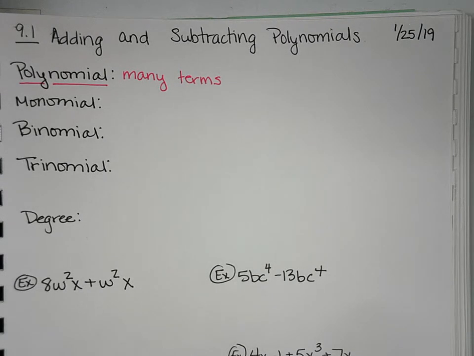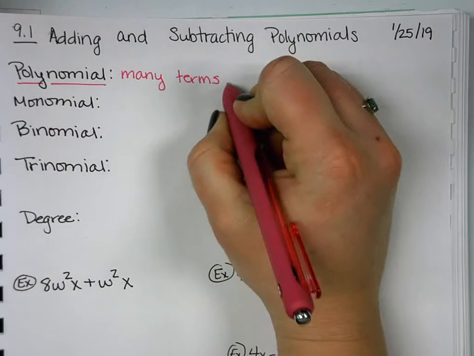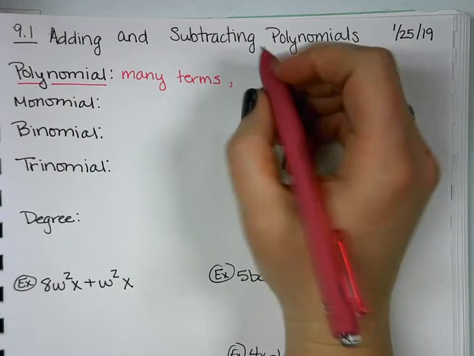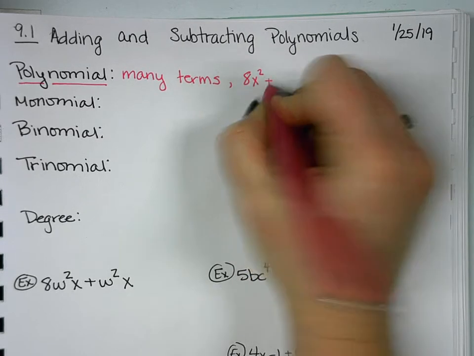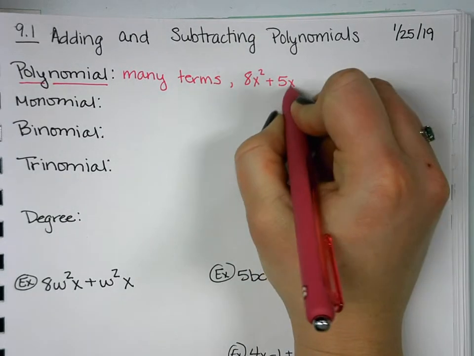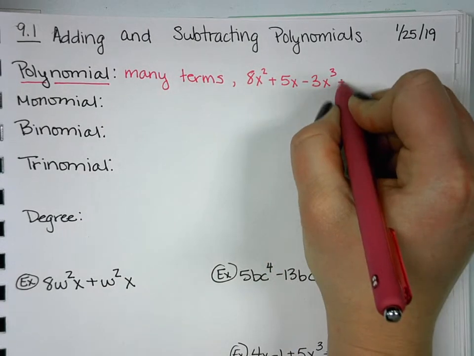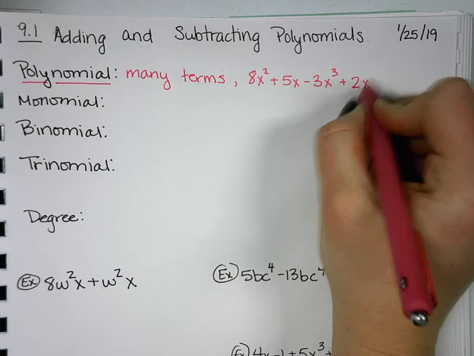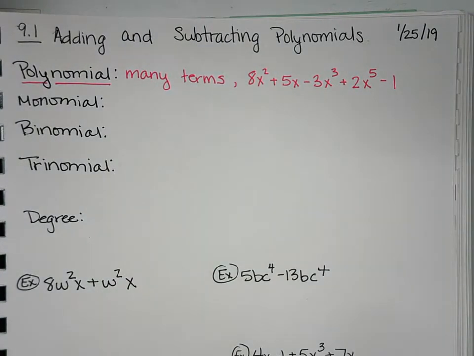So most commonly we use the term polynomial specifically when we have 4 or more terms. So like 8x squared plus 5x minus 3x to the third plus 2x to the fifth minus 1. That's considered a polynomial. We classify something with this many terms as a polynomial.